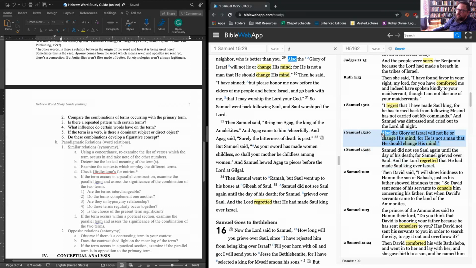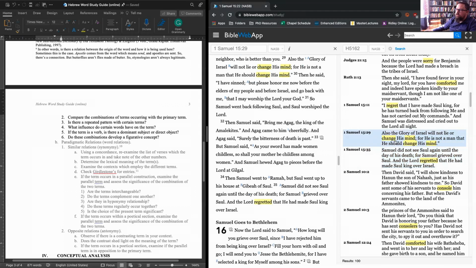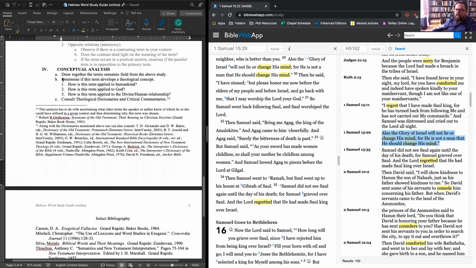Okay, I think that's what Samuel's trying to say here, and he's juxtaposing that against twice saying that the Lord regrets that he makes Saul king over Israel. And so we have this repetition of nacham, but there's an interruption of the way in which nacham is used. Remember the narrative devices of repetition and interruption. And so this is an interruption here to show us that this is what this word indicates. And then our conceptual analysis at the end.